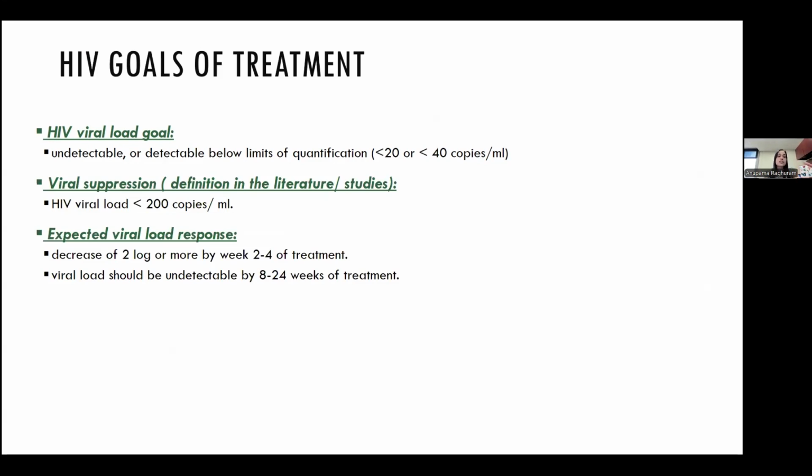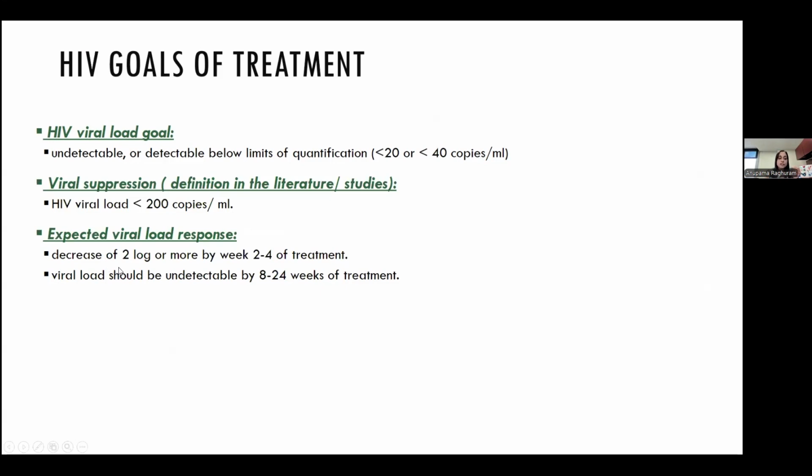I would say that as long as you're under that 200 mark, you're doing fairly okay. You might have to tweak things a little or ask the patient whether they are missing doses here and there. That's probably the most common reason for detectable viral load at these low levels. But how long does it take to get to undetectable? So what is the expected viral load response?